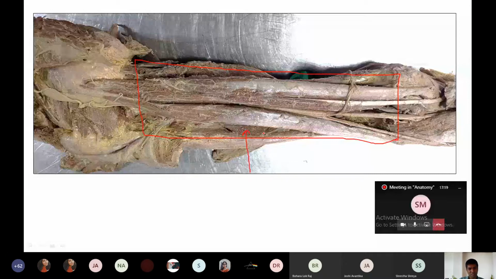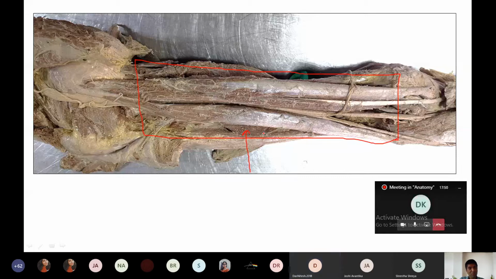We are discussing the posterior compartment, means it's on the posterior side, but which side of the posterior side? Medial side or lateral side? Can you tell? Lateral side. Which side is this? Lateral side. Very good. So what may be this structure? Can you tell which muscle lies in the lateral side of the posterior side of the thigh? Biceps femoris. Very good.